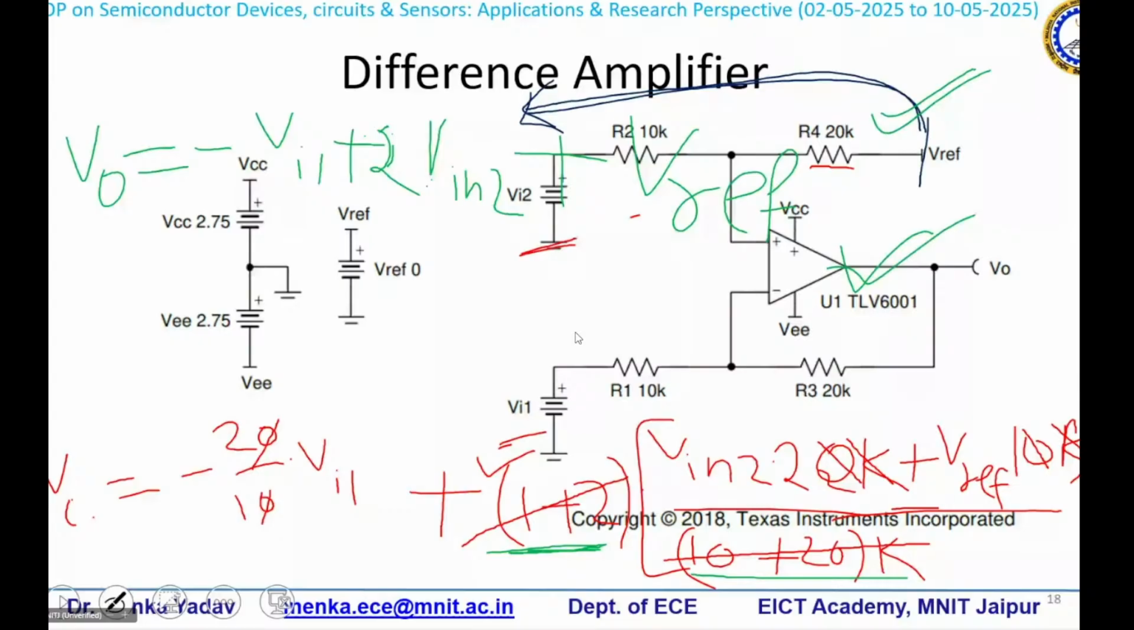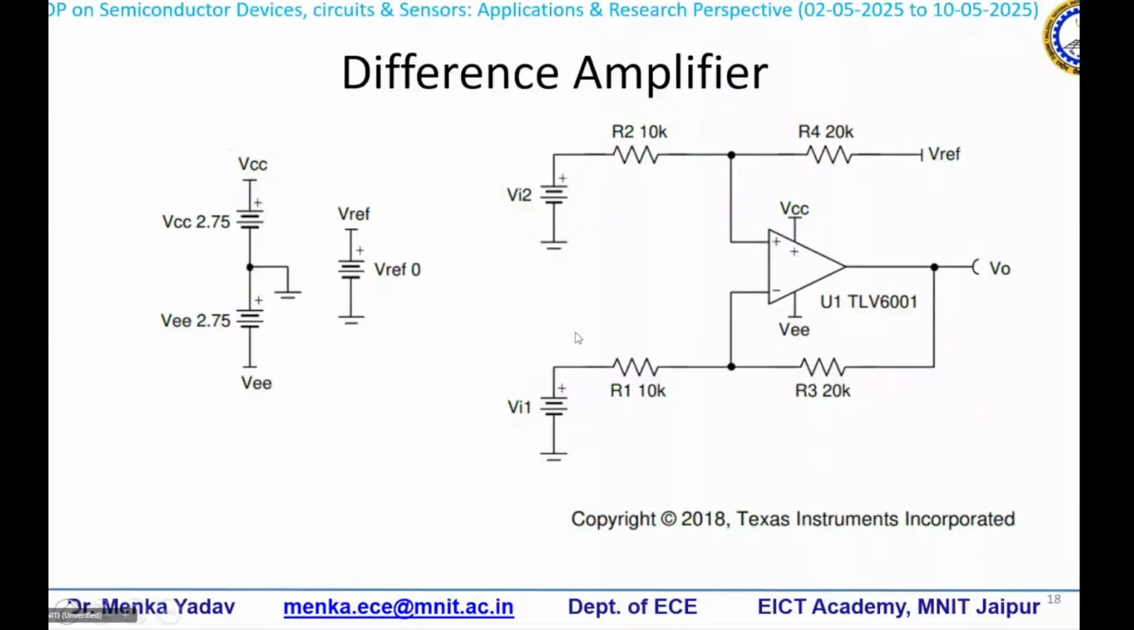In the morning's lecture, you were told that if somehow your output gain is in such a way that it is crossing the limits, the limits are set by the plus minus power supply, VCC and VEE. These are the power supplies.